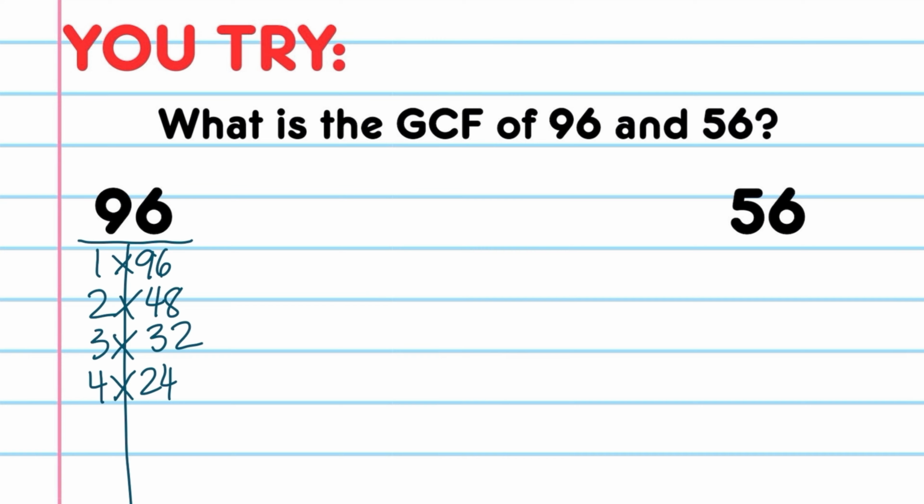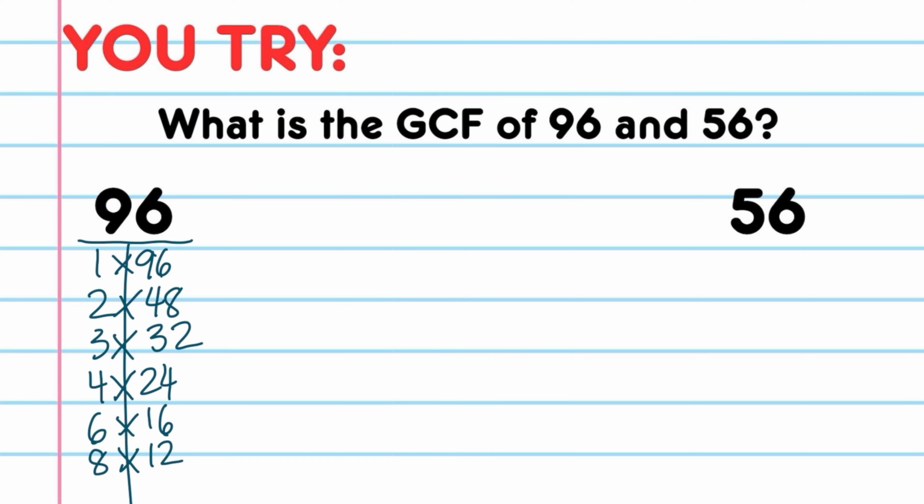4 times 24 is 96. Because this is an even number, I know that 5 doesn't go into 96. I know that 16 times 6 or 6 times 16 is 96. Again, it's an even number, so 7 doesn't go into 96. 8 times 12 is 96. 9 doesn't go into 96. 10 doesn't go into 96. 11 doesn't go into 96, and we've already written our 12 factor, 8 times 12, or 12 times 8, so we don't have to write that one again.